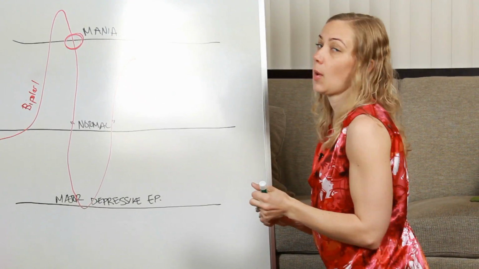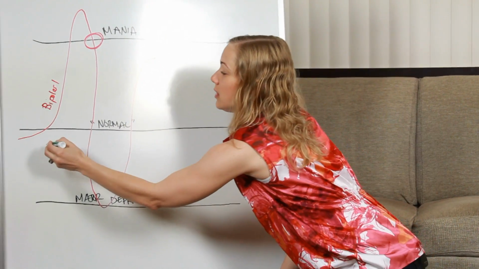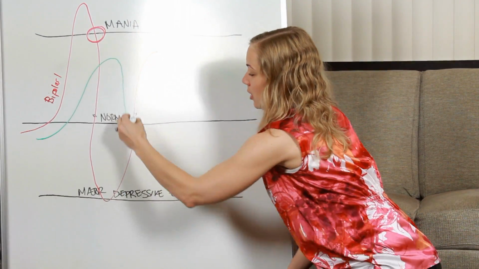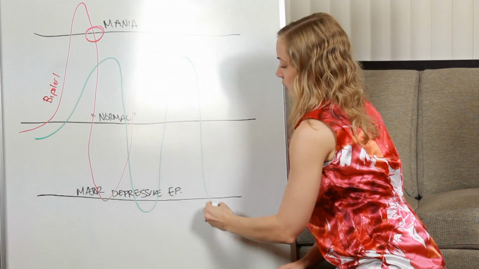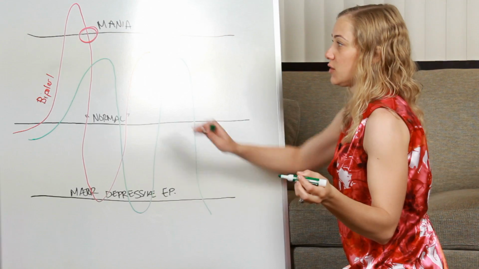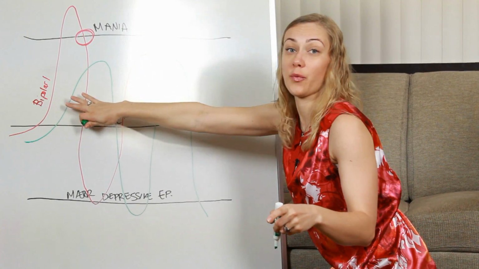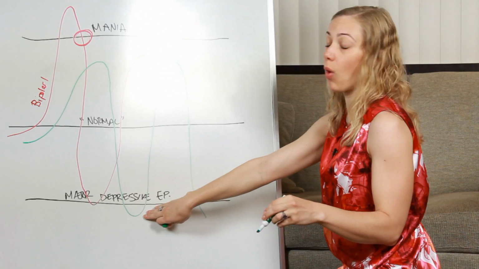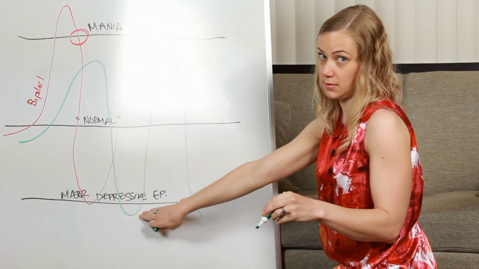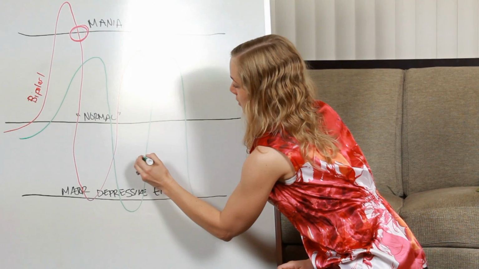Now, bipolar 2 disorder. We're going to go green for this one. It's like Christmas on here. Okay, so we start out here. So bipolar 2, the difference from bipolar 1 is we don't hit mania, because if we hit mania, we would be bipolar 1. But we have to have at least one major depressive episode. Just one. So this is bipolar 2.